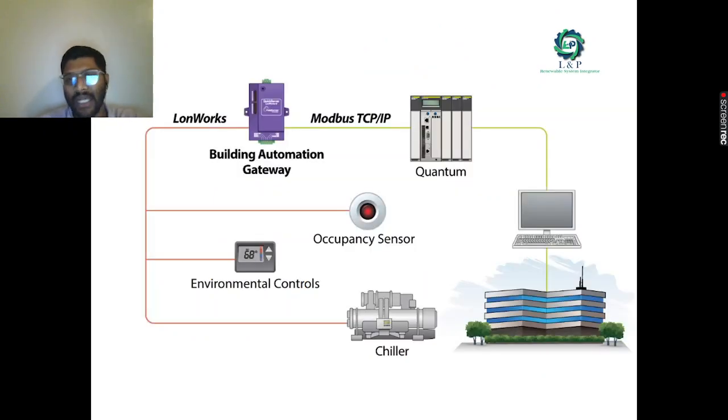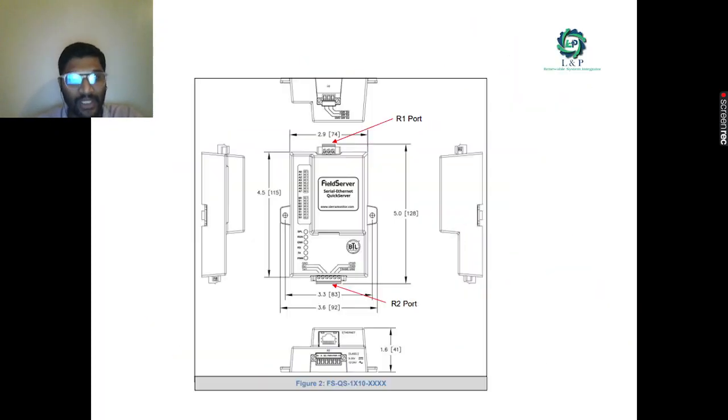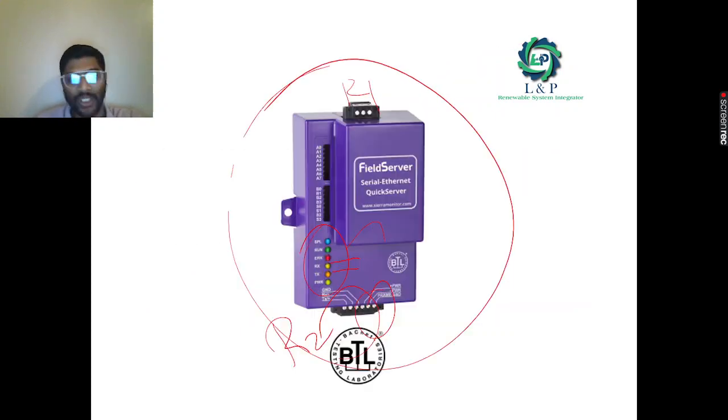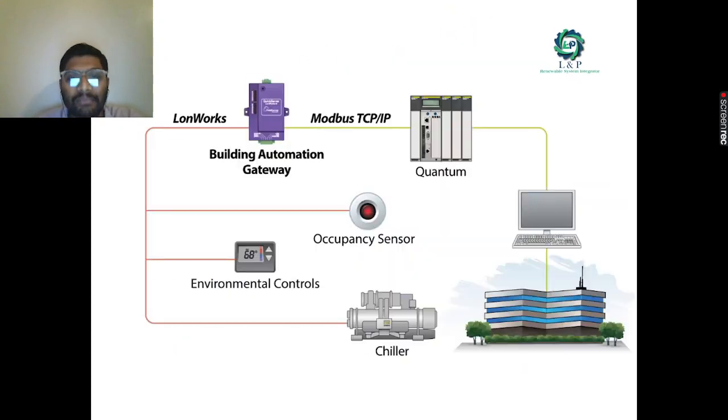Okay, so as we told earlier, we should know where we are using it and why we want to use it. What is the application of it, why are we going for it? Very simple. As we told at the starting, it provides a web interface. With the help of this, we can set the configuration parameters for the BACnet connections, as I told earlier. So what are these BACnet connections?